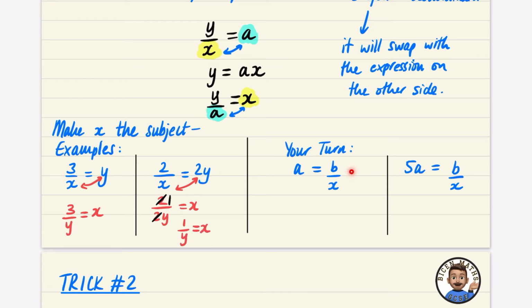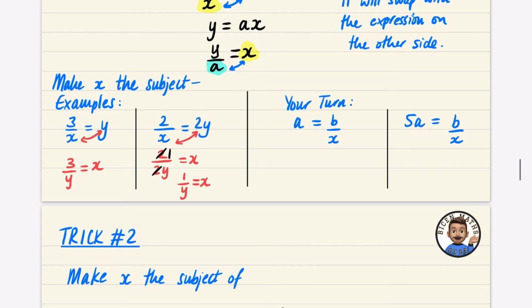So you've got 2, you can have a go here, pause the video and see if you get the same as me. So again, I'm trying to make x the subject, so those are going to just switch places, so it's just going to be x is equal to b over a. And again, these are going to switch places, so x is going to be equal to b over 5a.